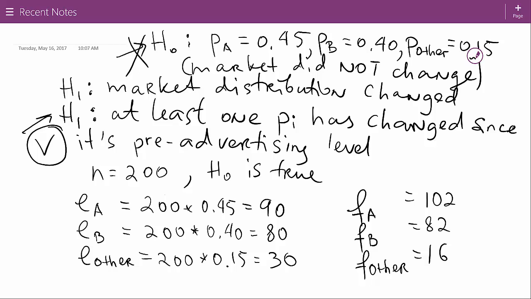Now note that this test is kind of non-specific, right? It talks about market in general, but nothing particularly, right? It doesn't say that company A gained the market share at the expense of others, right? Or company A gained, company B lost, and others stayed the same. Nothing like that, right? It basically says, is the market still the same, or is it somehow different? And our finding says it's somehow different, right?